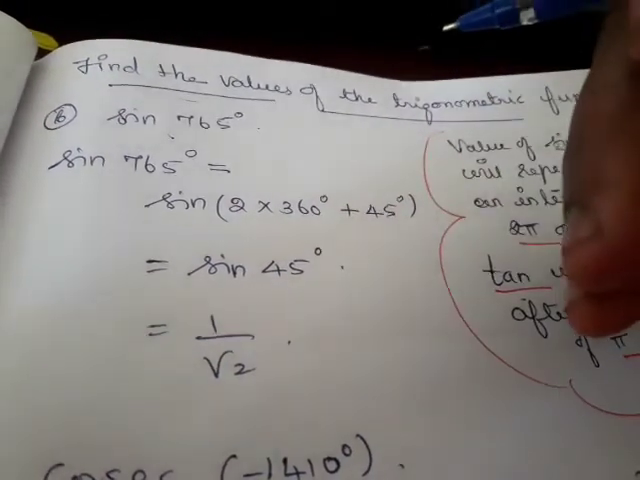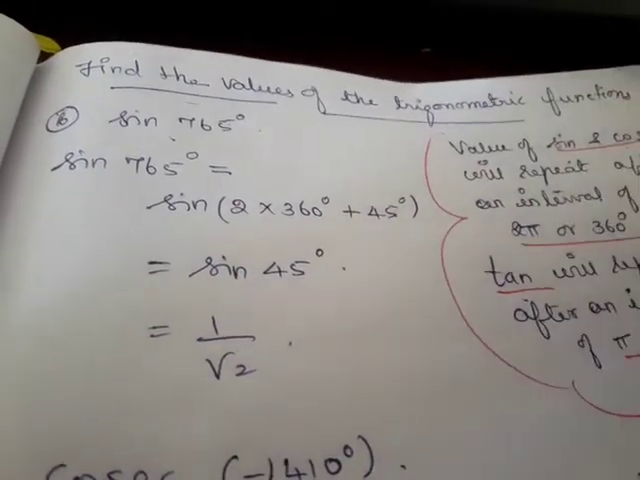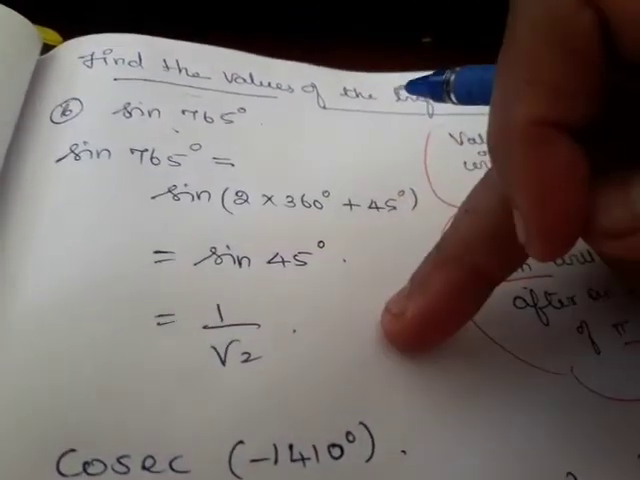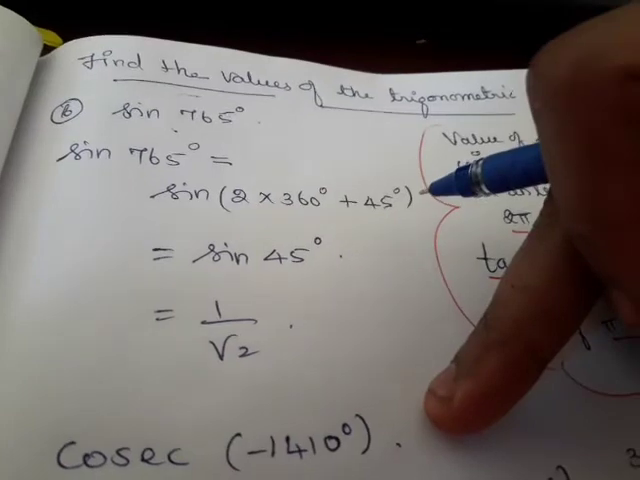plus some standard angle. If we write it that way, we can use this result and go with only the standard angle value so that you can get the answer, right?